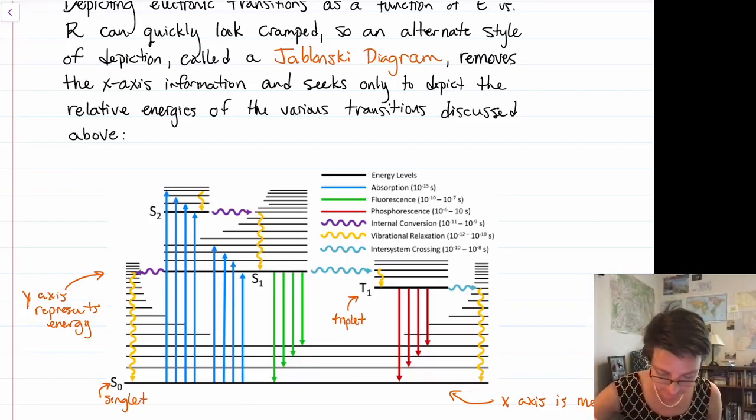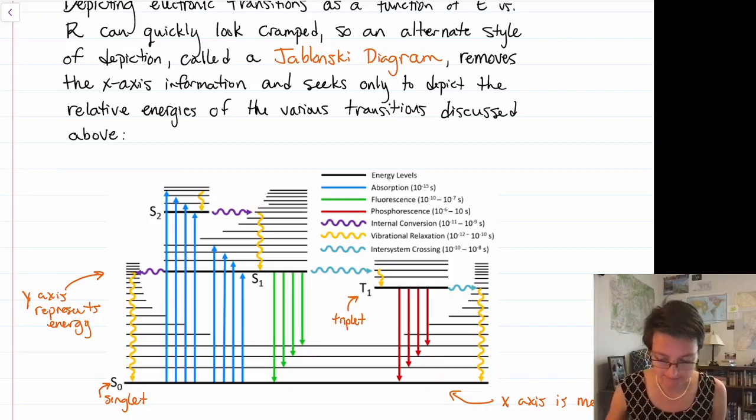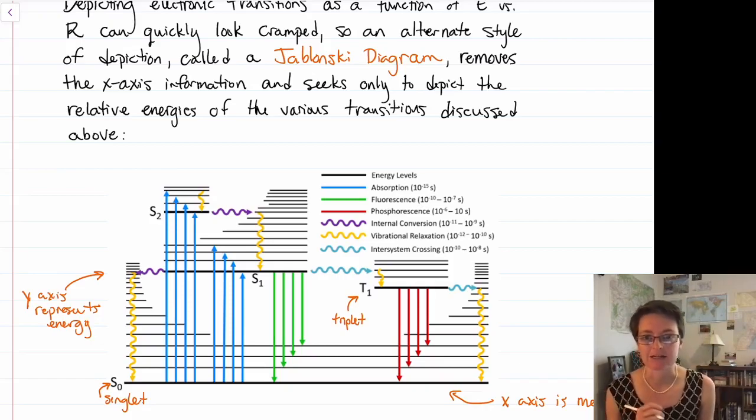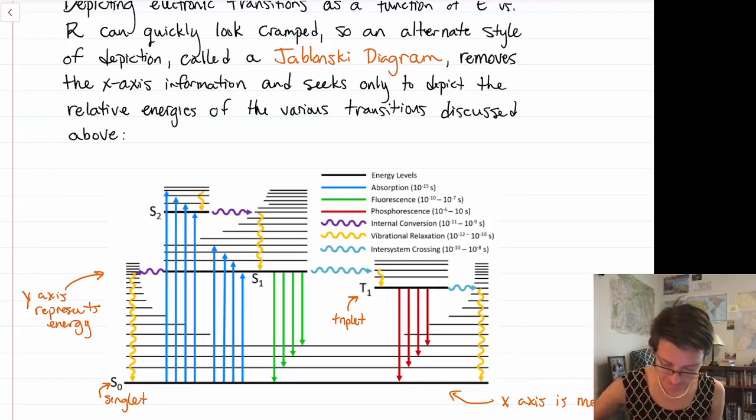And we'll use subscripts to represent if we're in the ground state, 0, so S0 is our ground state, or if we're in an excited state. If we have multiple excited states, in this case, this Jablonski diagram shows there are 2 different possible excited states that still have the molecule in a singlet state, then we'll use increasing numbers to depict those.